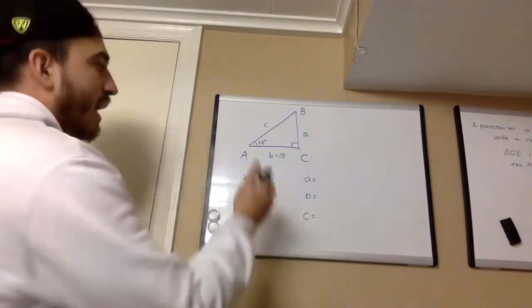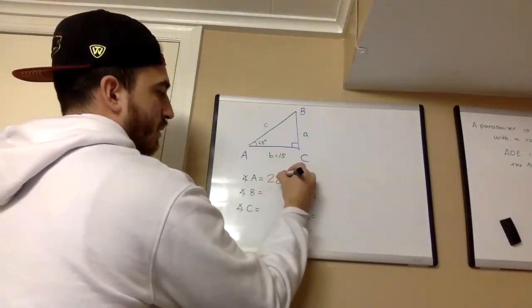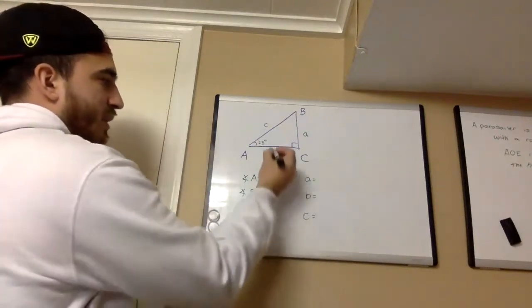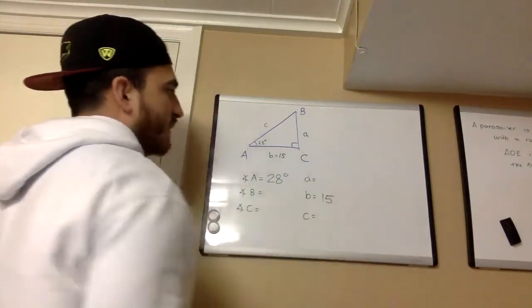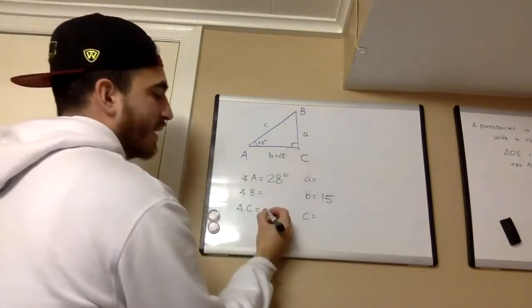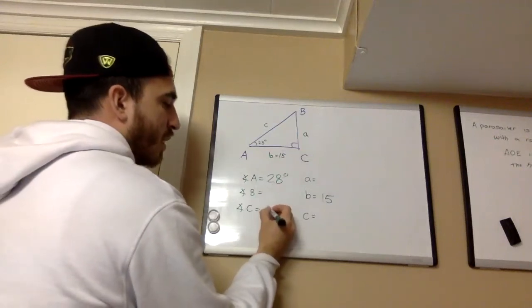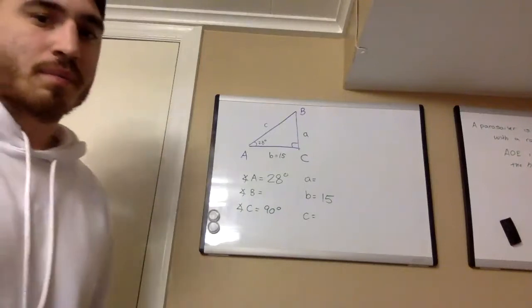So they tell us that angle A is 28 degrees. So let's put that in, 28 degrees. They tell us that the side of b is 15. So I'm going to put the side of b is 15. And they also tell us that angle C is 90 because they put a square there, which pretty much tells us that that is a right triangle.